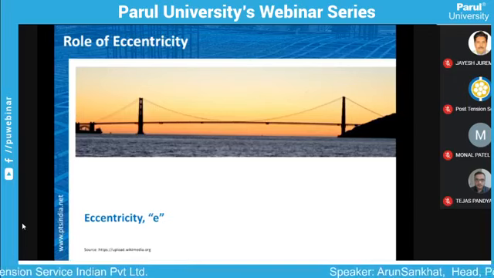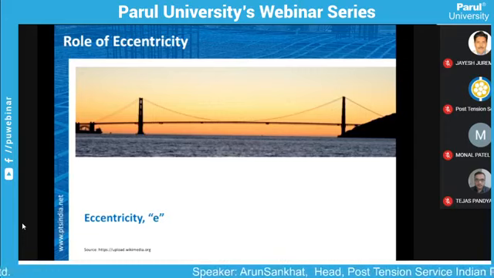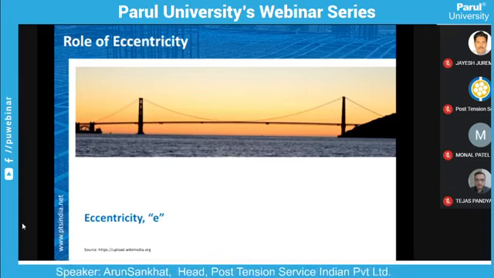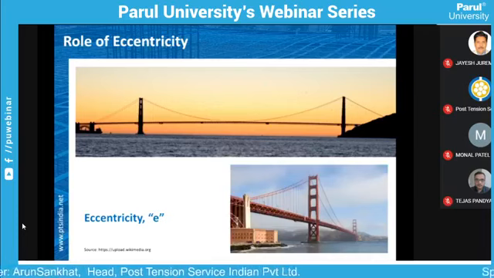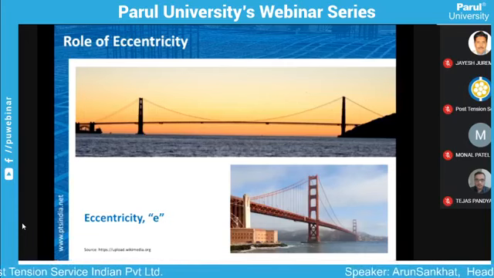So you must have seen such bridges or images of these bridges. This is nothing but a suspension bridge, and this is actually a well-known bridge in California. This is the Golden Gate Bridge, and this is in San Francisco.